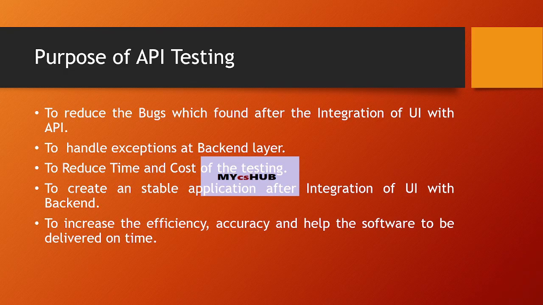Now, what is the purpose of API testing? The core and major purpose of API testing is to reduce the bugs which we find after the integration of UI with API, to handle the exceptions at the backend layer, to reduce the time and cost of testing, to create a stable application after the integration of UI with the backend, and to improve efficiency and accuracy and help the software to be delivered on time. So these are the core purposes of API testing.